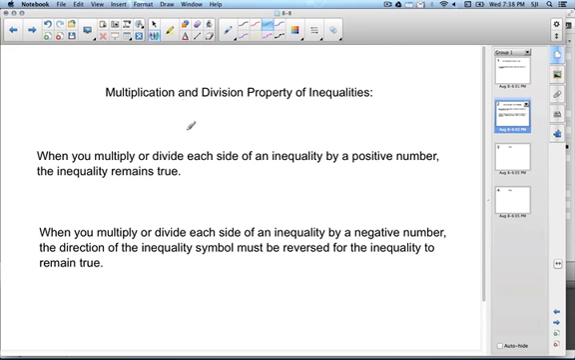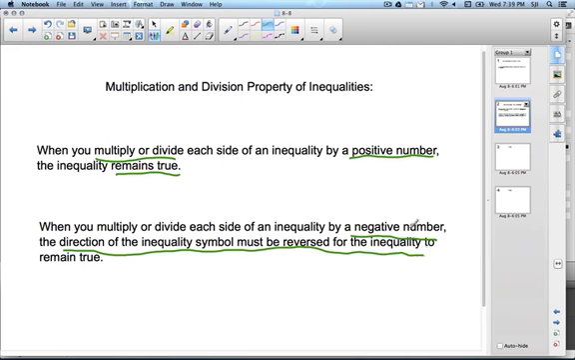First off, it says that when you multiply or divide each side of an inequality by a positive number, the inequality remains true. So if you're multiplying or dividing by a positive number, it's going to remain true. When you multiply or divide each side of an inequality by a negative number, though, the direction of the inequality symbol must be reversed for the inequality to remain true.